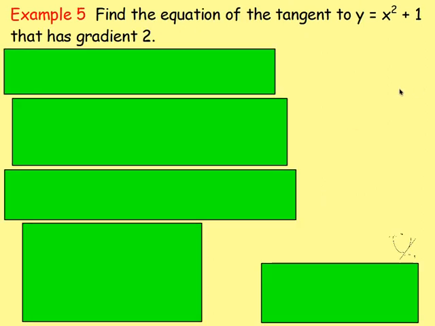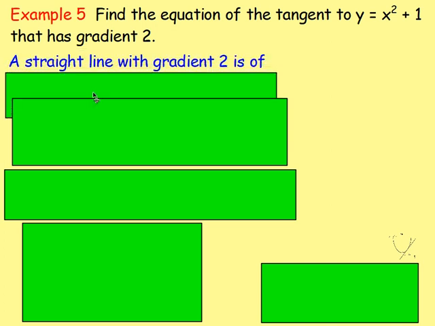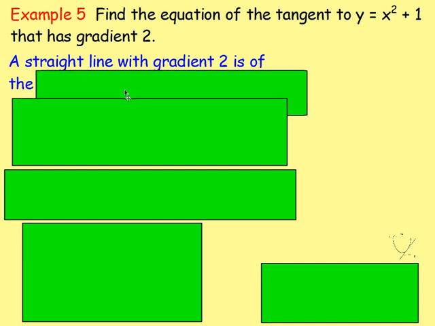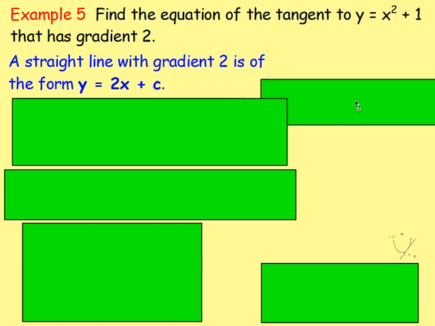Example 5. Find the equation of the tangent to y equals x squared plus 1 that has a gradient of 2. So a slightly trickier question this time. So find the equation of the tangent to that curve that has a gradient of 2. Well, you know the equation of the tangent is going to be a straight line. And you know a straight line is of the form y equals mx plus c. And here you know the gradient is 2. So you know then that the straight line will be of the form y equals 2x plus c.